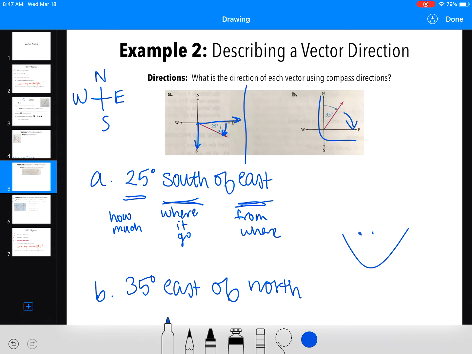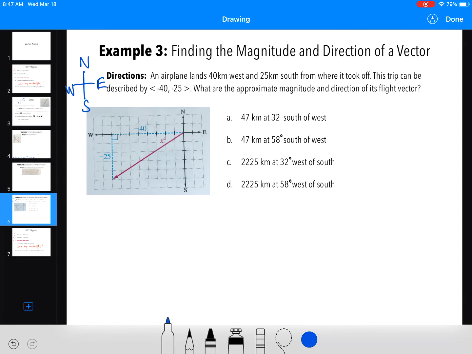Yay! Okay, not too shabby. All right. Our last example. Okay, this kind of involves a little bit of application.